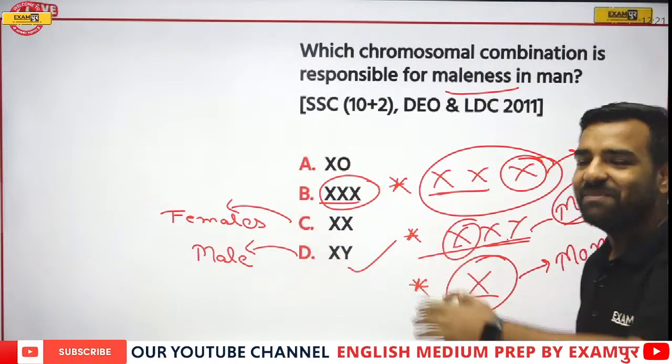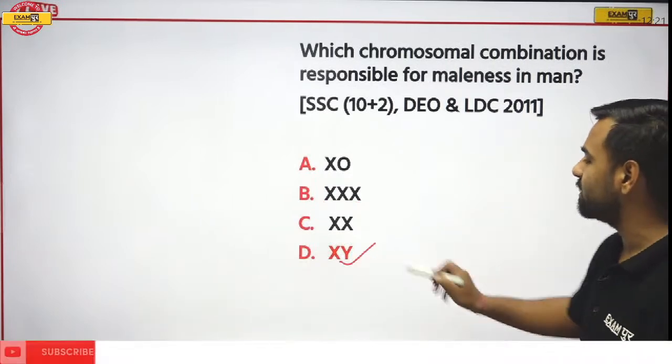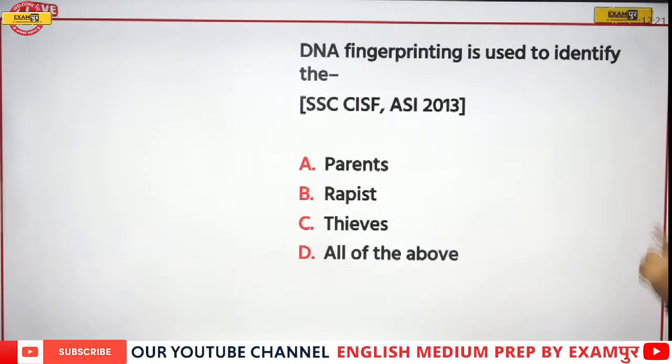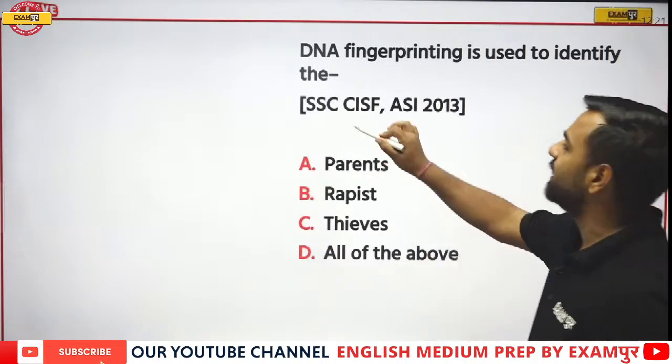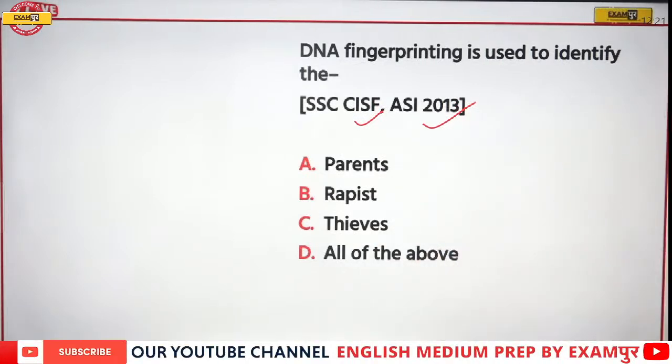So let's come back over here. I was talking about this answer. So yes, males are with XY, females are with XX. Next, DNA fingerprinting is used to identify what? This question is from CISF and ASI 2013. What would be the answer? Parents, rapists, thieves, or all of the above?